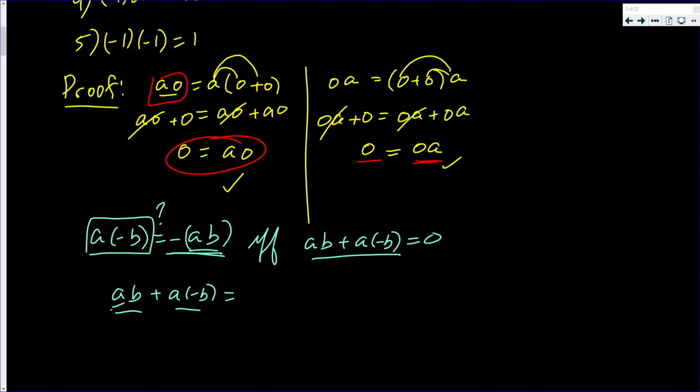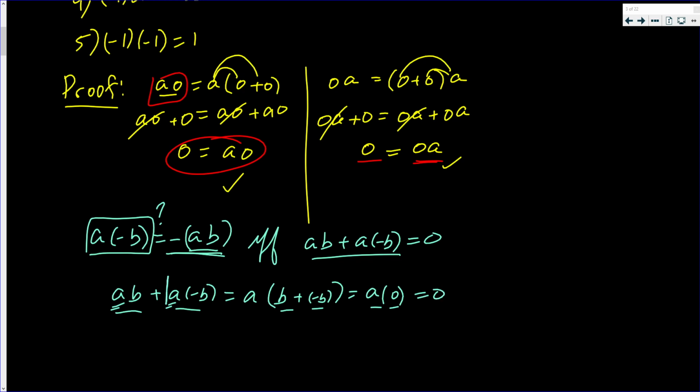Both terms on the left have an a. I'll factor it out and I'll have b plus negative b. Oh, those are inverses. I'm adding inverses, so I'm going to get 0. And we just proved that a times 0 is 0. But that's what I wanted to show.